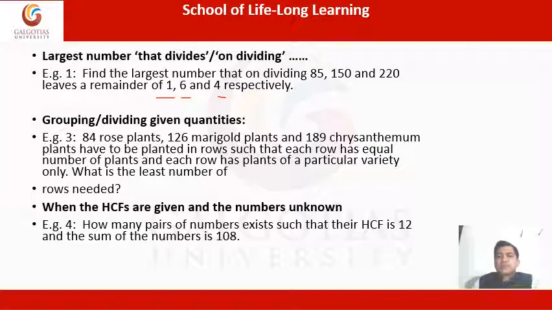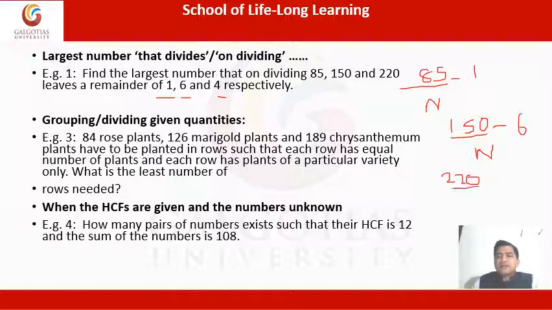Let's suppose the number I want is n. And n when it divides 85, the remainder is 1, correct. Similarly, when 150 is divided by n, the remainder is 6. Similarly, when 220 is divided by n, the remainder is 4.